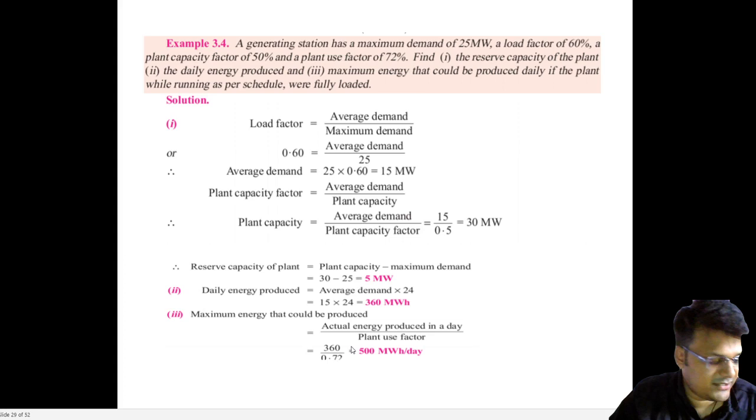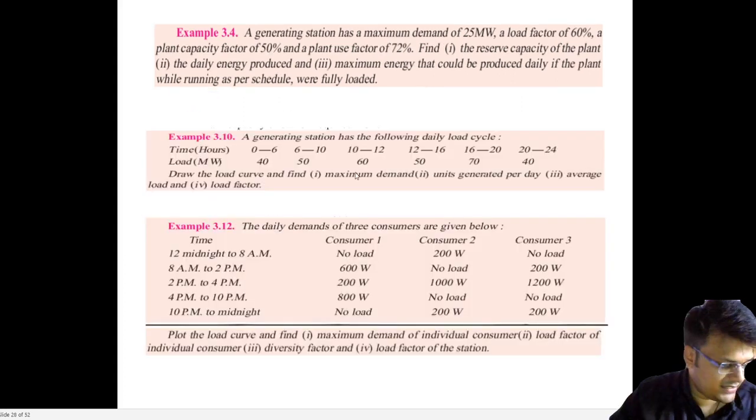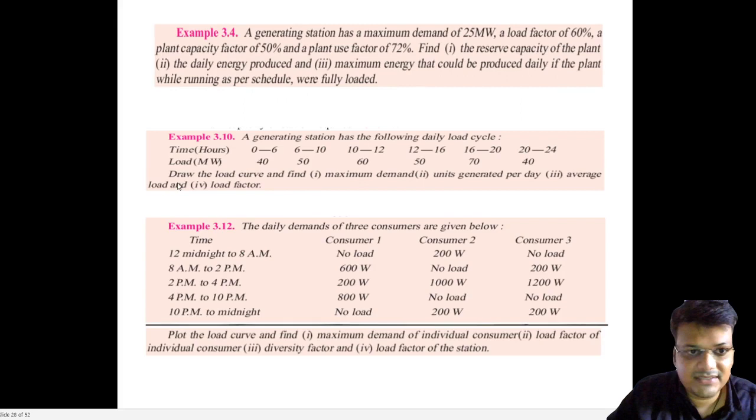Now moving toward the second and third question, it's a very easy question. Simply first draw the load curve. Everybody draw the load curve and then find the maximum demand, unit generated, average load and load factor. Do it fast.